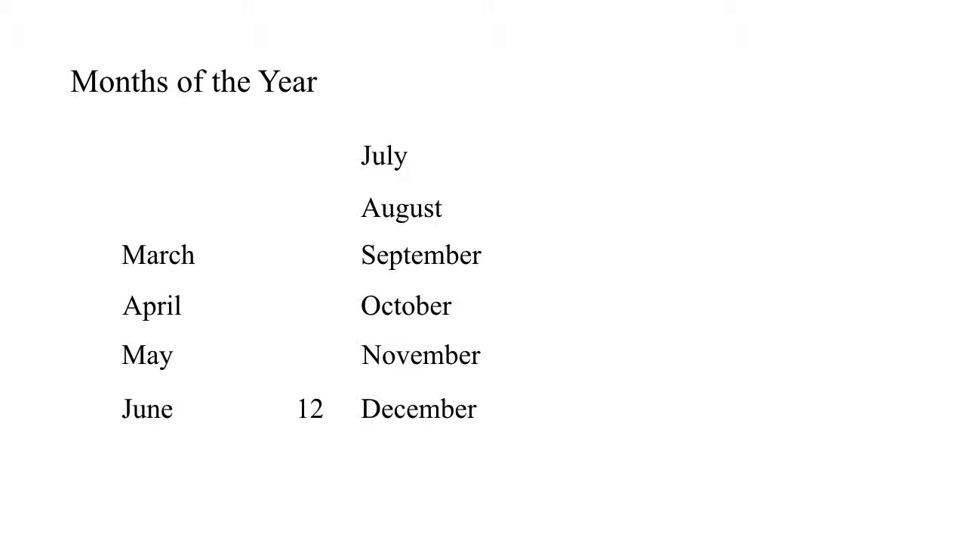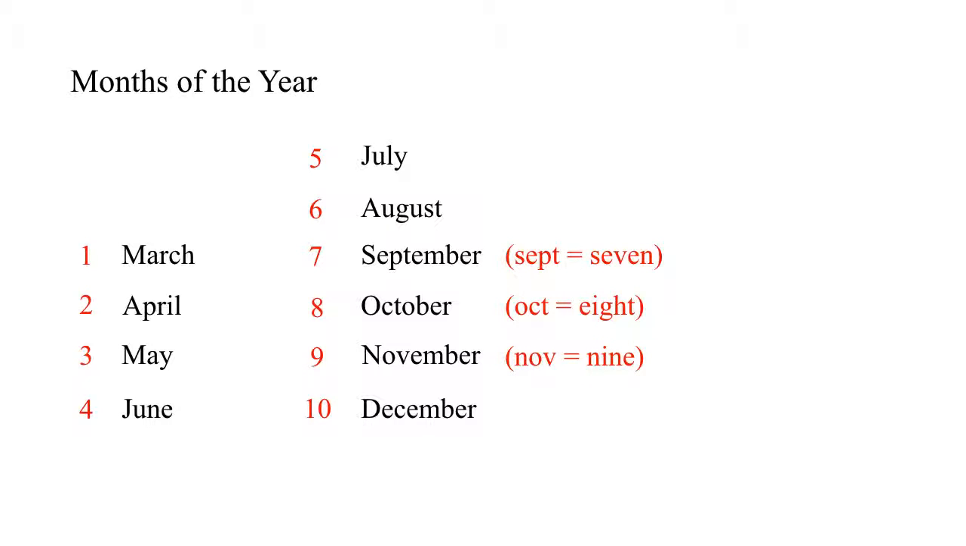So actually, in the old calendar, the first month was March, and it continued on to the 10th month, December. So actually, in this naming, the sept in September means 7, oct means 8, nov means 9, and dec means 10. About 2,700 years ago, January and February were added to the calendar, making a total of 12 months.